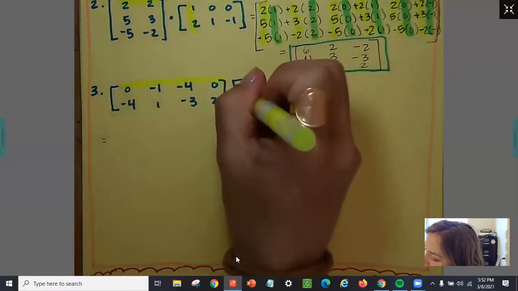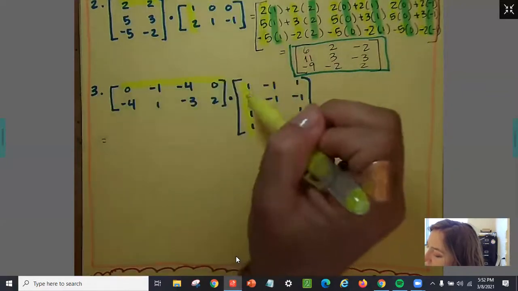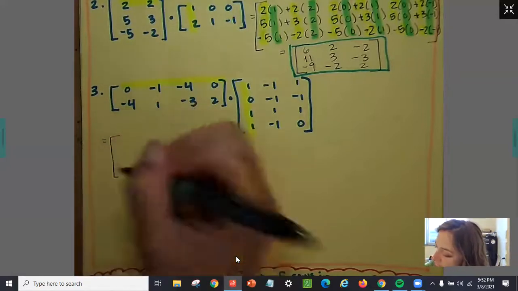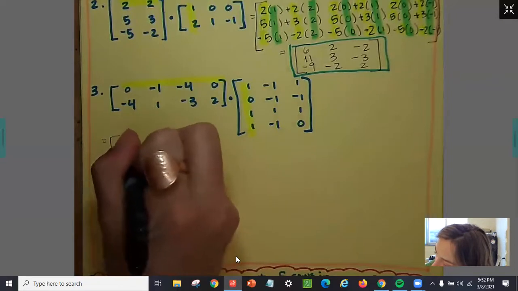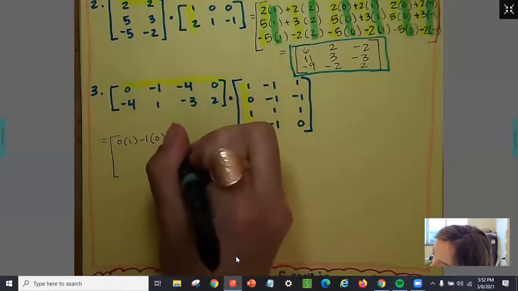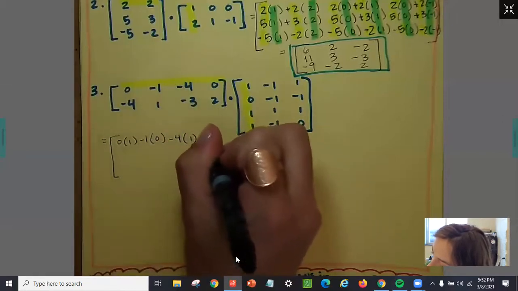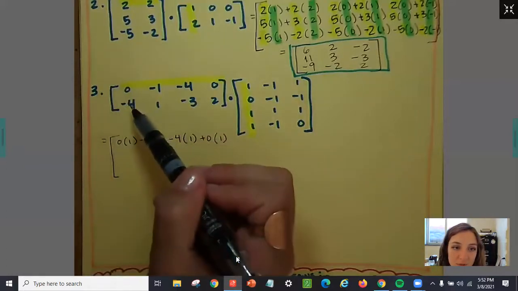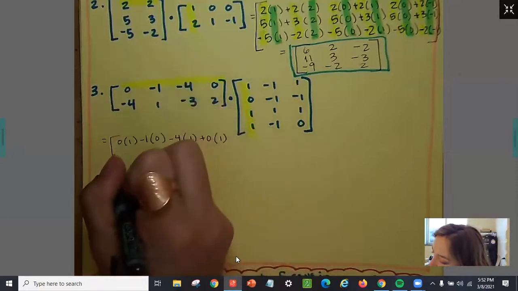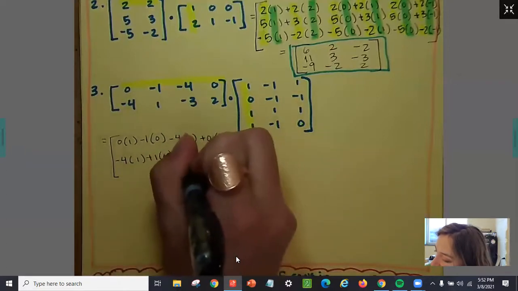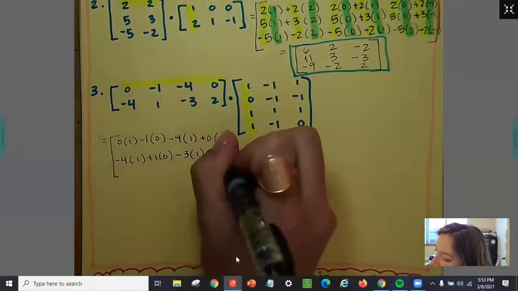0 times 1 plus -1 times 0 plus -4 times 1 plus 0 times 1. All right, so let's make this matrices. 0 times 1 minus 1 times 0 minus 4 times 1 plus 0 times 1. Okay, and I'm going to do the same thing down, except I'm just going to change this to these numbers here. So -4 times 1 plus 1 times 0 minus 3 times 1 plus 2 times 1.